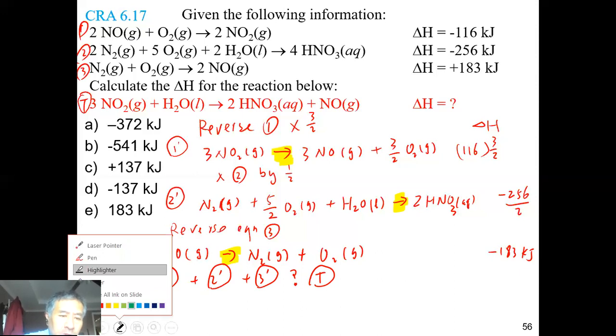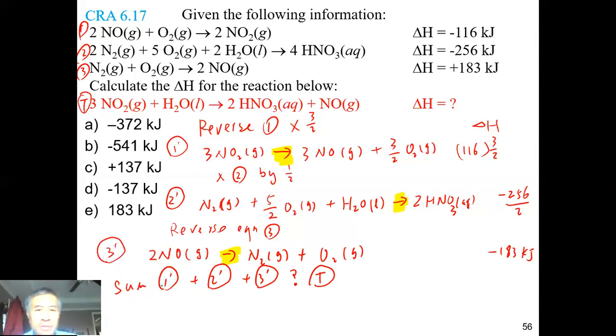Right. So what we say is, first of all, these 3 NO will cancel out these 2 NO, becoming 1. All right. So now we have 3 over 2 O2 and plus 5 over 2. So 3 over 2 is 1.5. 1.5 plus 1 is 2.5. So 2.5 together cancel out this 2.5. So then what else? We have N2 here on the right side. We have N2 on the left side. So that crosses out. I think that pretty much is it, right?